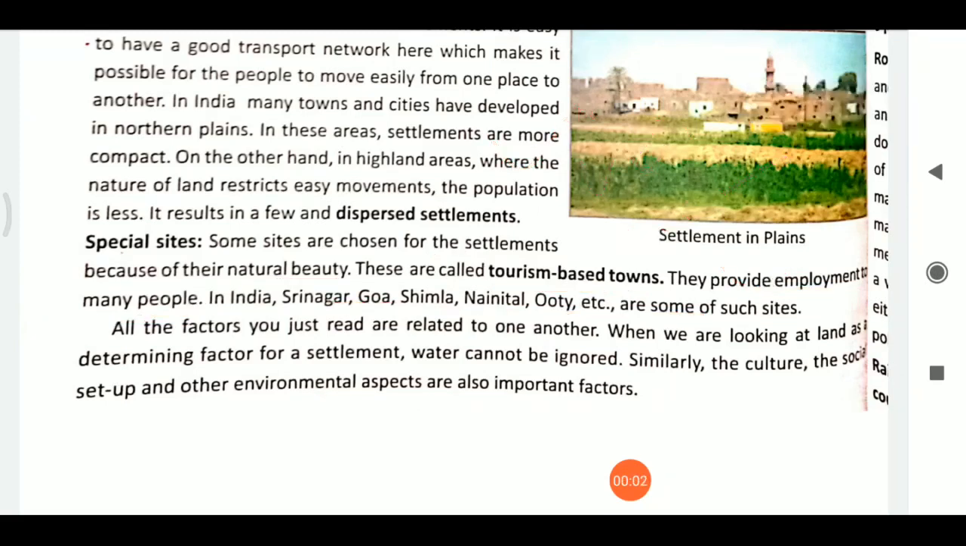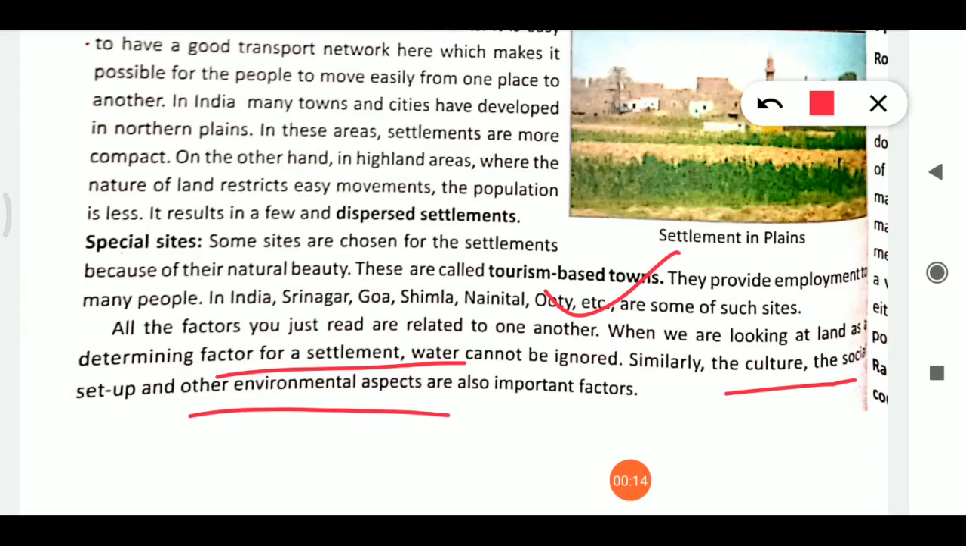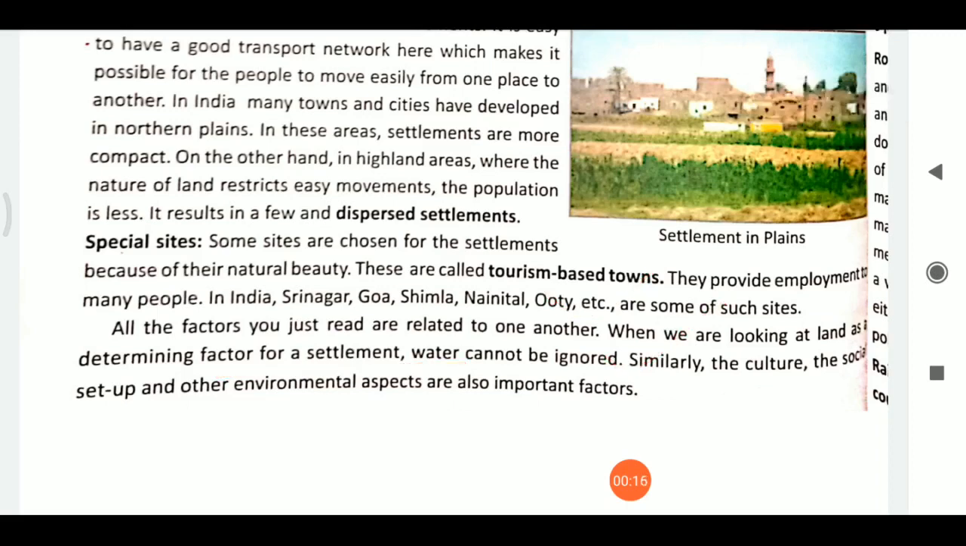Thus, we can say that water cannot be ignored when we talk about settlement. Similarly, culture, social setup, and other environmental aspects are also important factors.